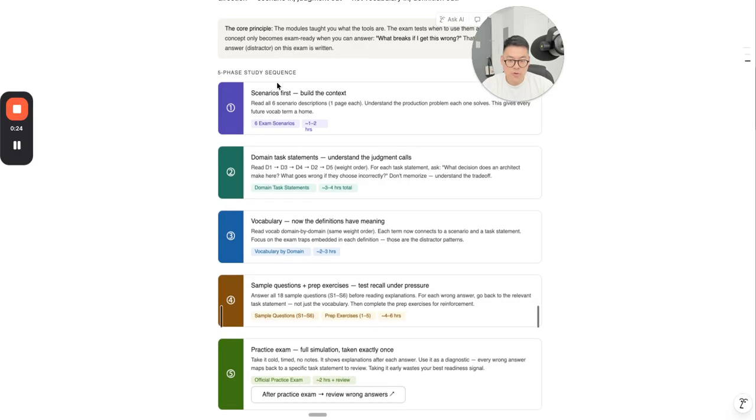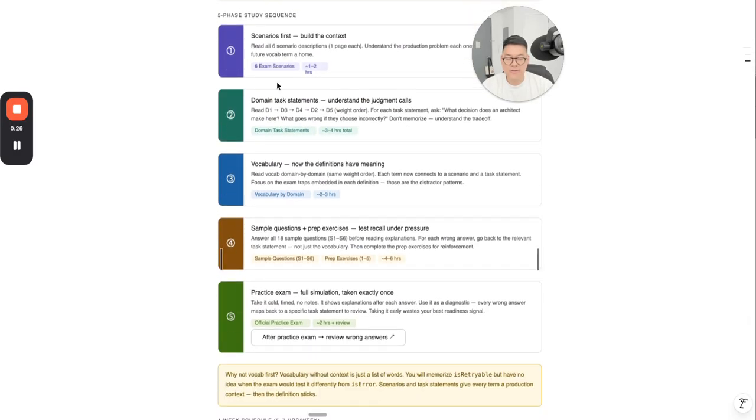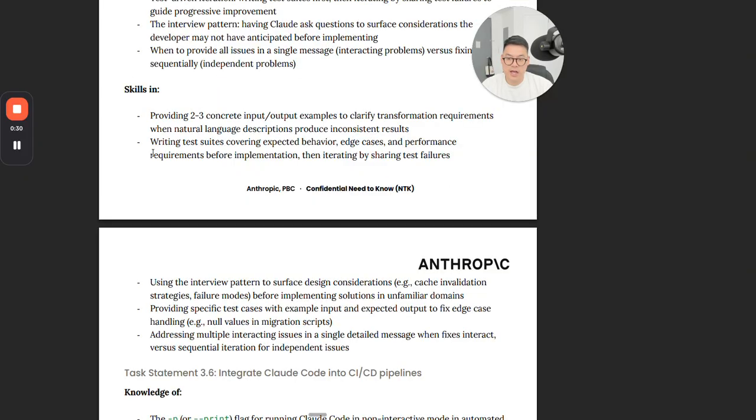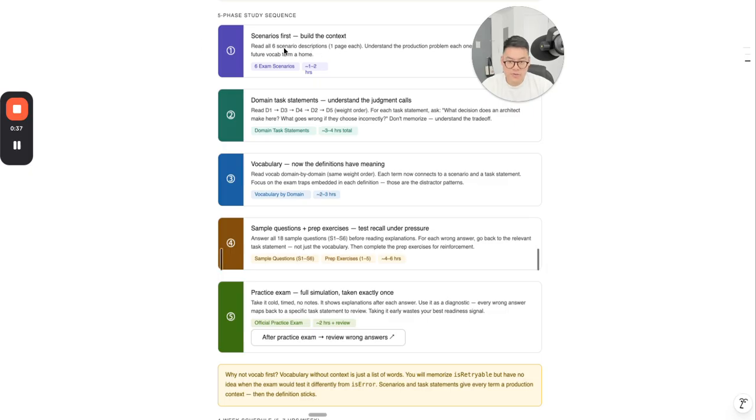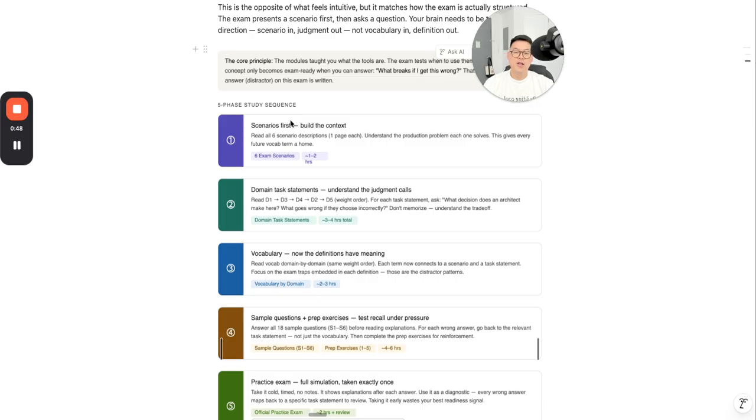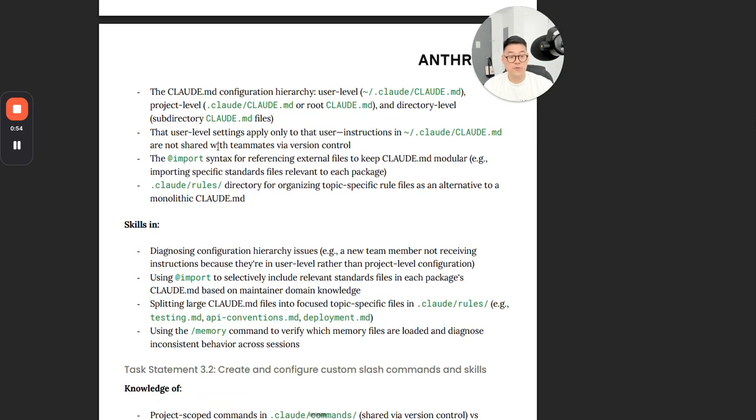We have a few major areas here. What you're going to notice in the official study guide is you're going to have scenarios, domains, the vocab, the sample questions, some prep exercises, and then the practice exam.